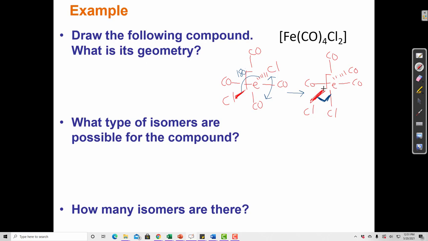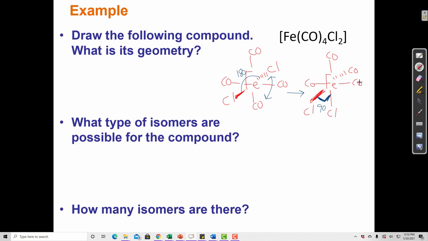This group is popping out of the board. So here's my 90 degree angle. So it went from 180 degrees between chlorides to 90 degrees between chlorides. And I can also see that the relationship between the carbon monoxides changed. I had two 180 degree relationships, one of them right here and one of them right here. And now I only have one 180 degree relationship between COs, because these are 90, and these are 90, and these are 90, and these are 90, and so on and so on. They're all 90. The only ones that are 180 are these two right here.